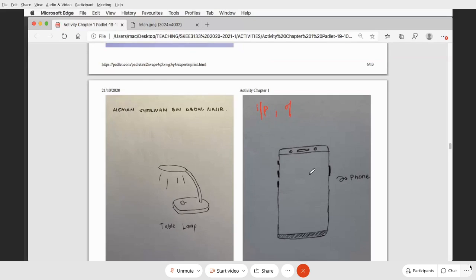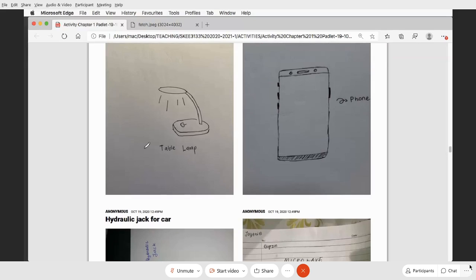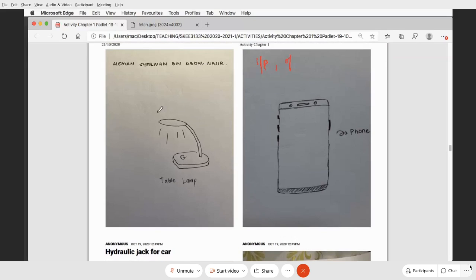Okay, who is next? The handphone. Okay, lamp table here. If your lamp has a switch, and then this one is your lamp.